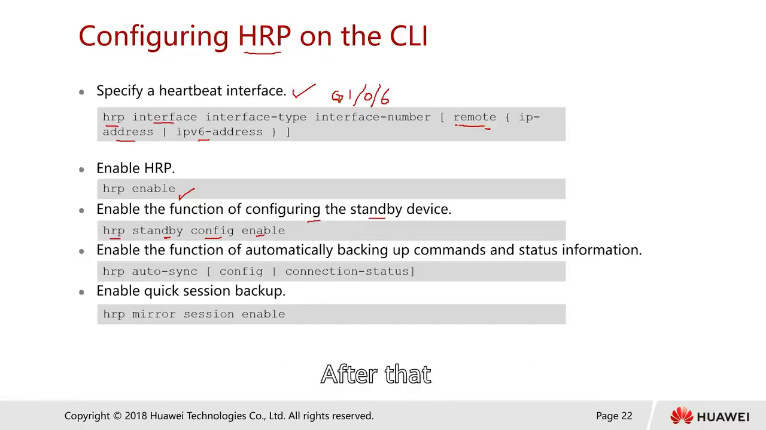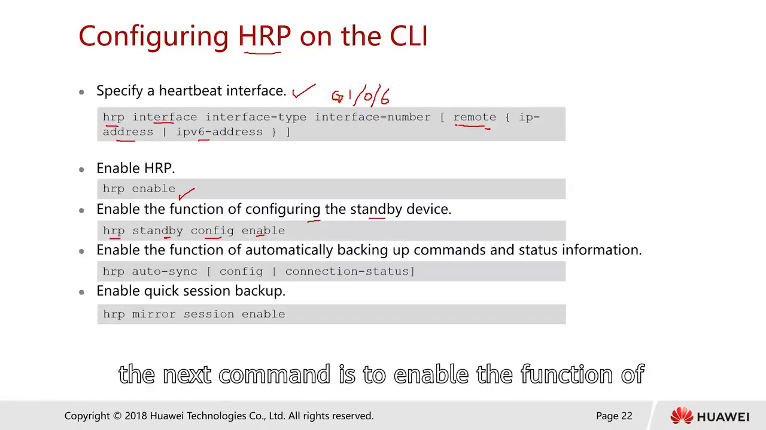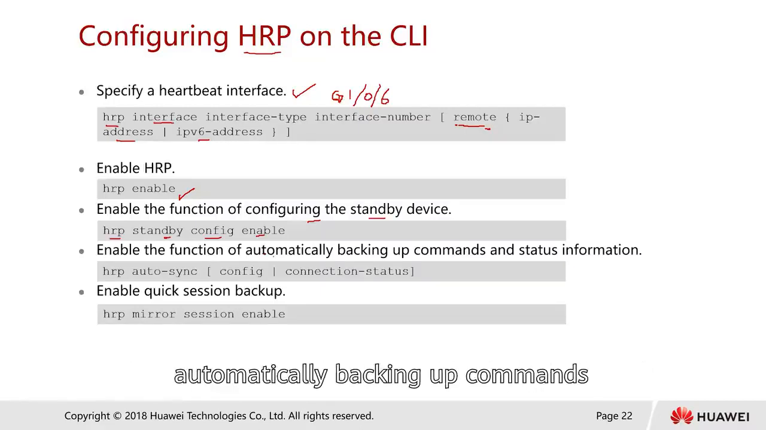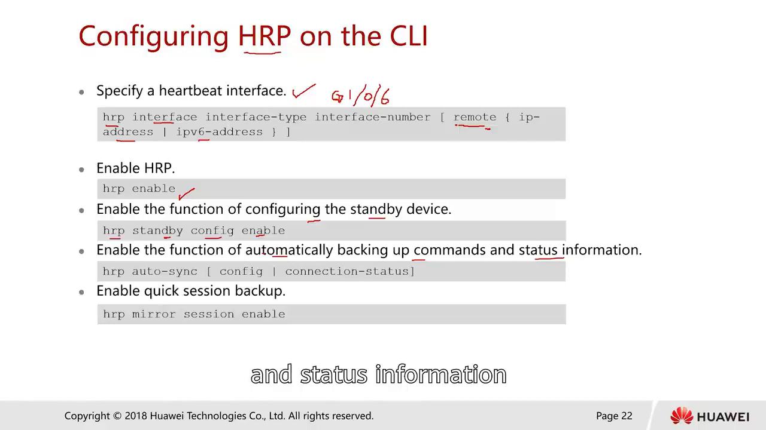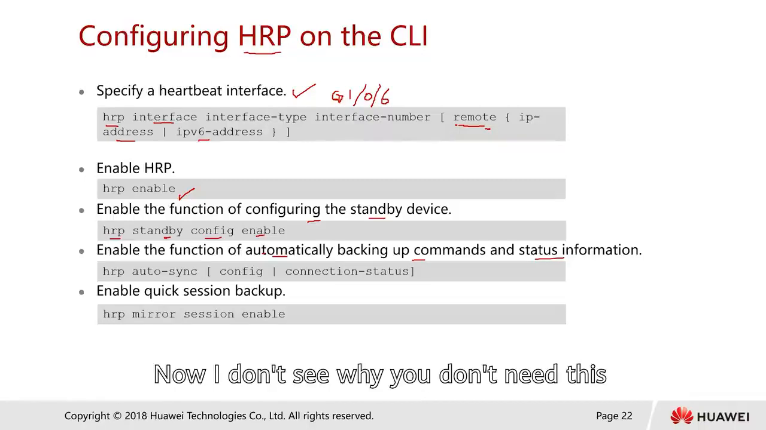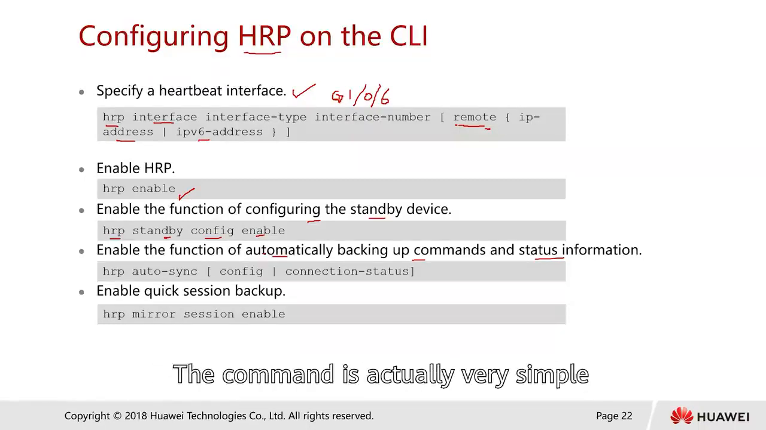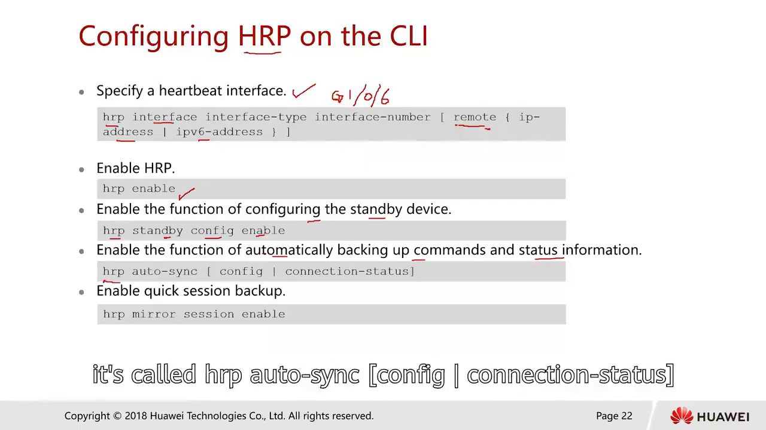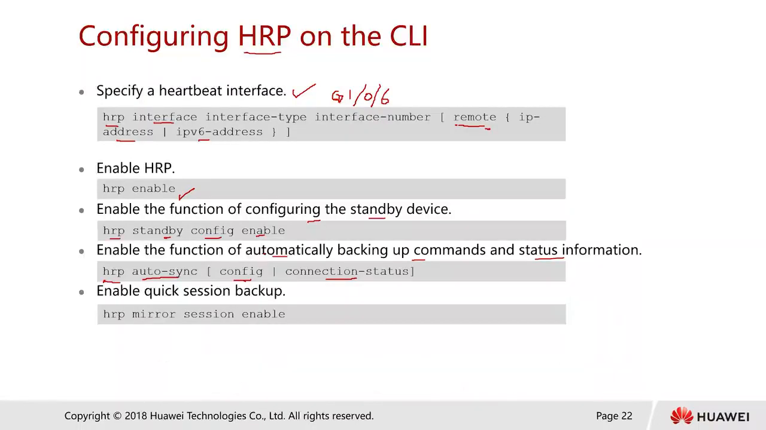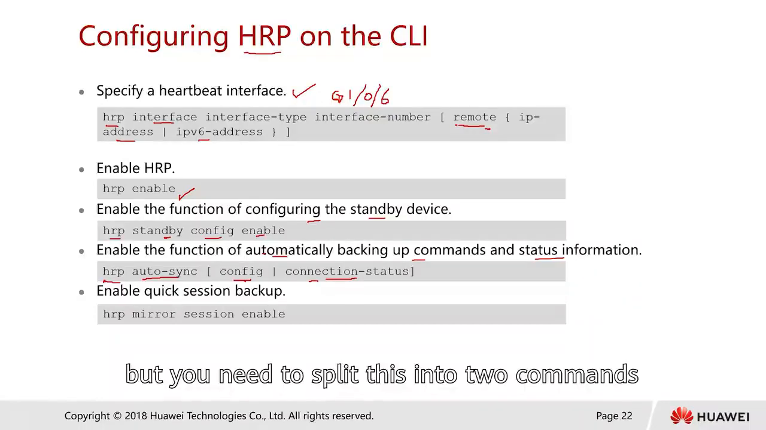Okay, and after that, the next command is to enable the function of automatically backing up commands and also the status information. Now I don't see why you wouldn't need this. So the command is actually very simple. It's called HRP auto-sync, followed by config or connection status.